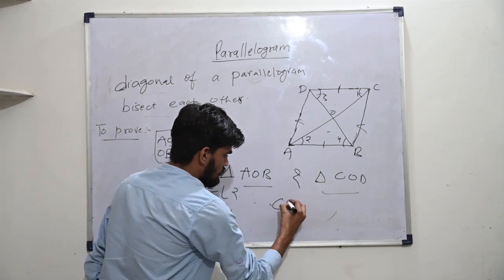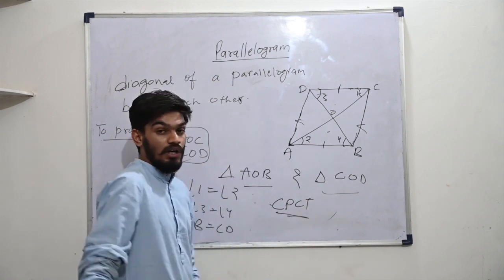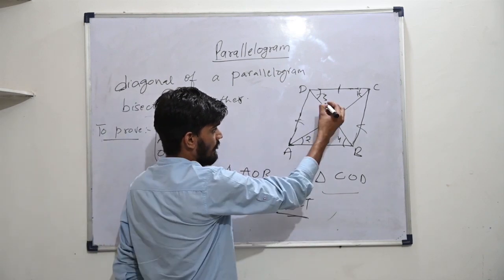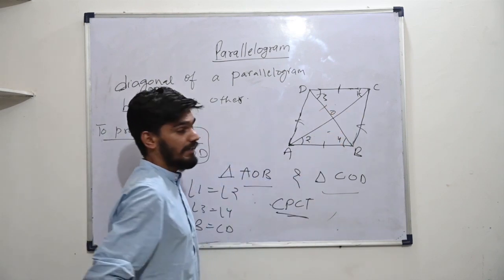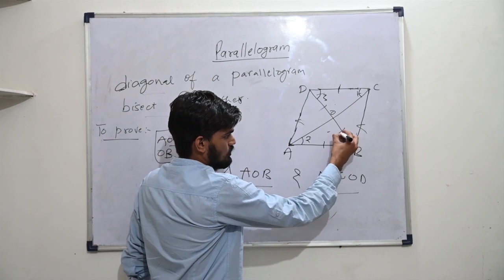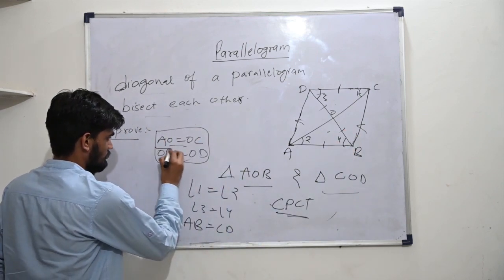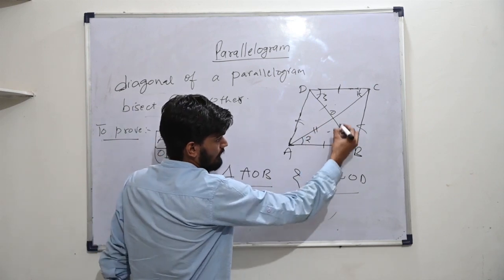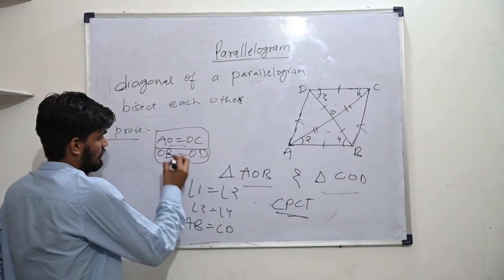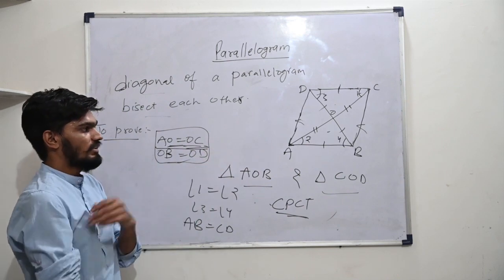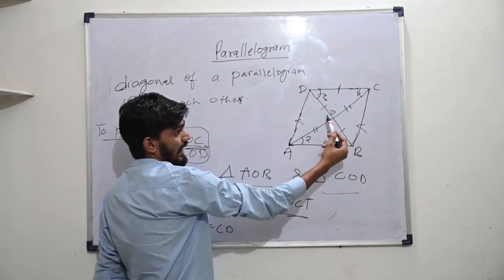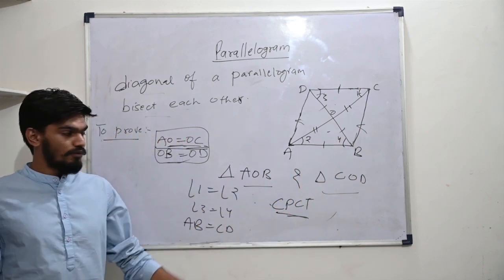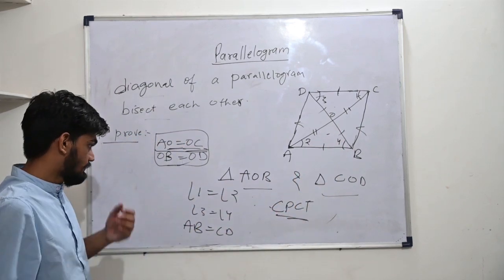Hence, according to CPCT, all their remaining corresponding parts will also be equal. So first of all, this side DO will be equal to OB. That's what we had to prove. And one more, this side will be equal to OC, the other thing we had to prove. So with this, we can say that the diagonals of a parallelogram bisect each other. As proved. Thank you.